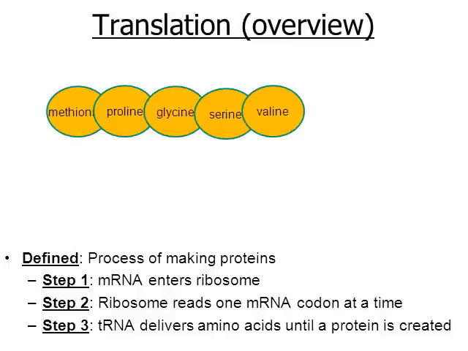And what we're left with is this chain of one, two, three, four, five amino acids called a protein. Now, in reality, a protein is much larger than five amino acids. Proteins can be made from thousands and thousands of amino acids, but for simplicity, this one here was made from five. Well, this was an overview.